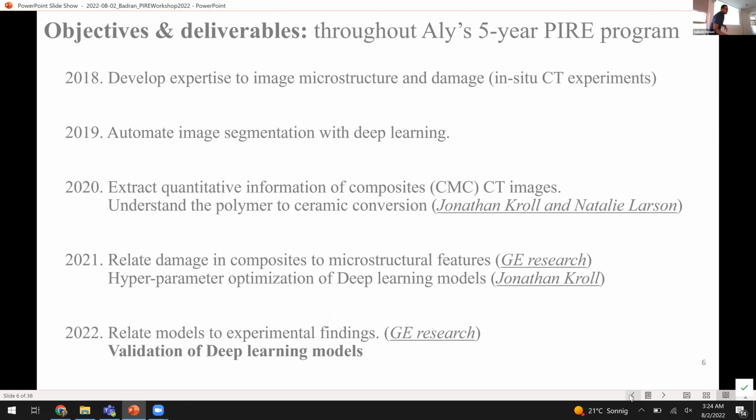So going next, I'm just going to briefly summarize the 5 years I've spent and trying to understand what I've gone through now that I'm past that point. My first year was really developing the expertise to image the microstructure and damage using this rig that I showed earlier in that slide. And then the second year was really focused on automating the image segmentation process of extracting quantitative information rather than just looking at pretty images.